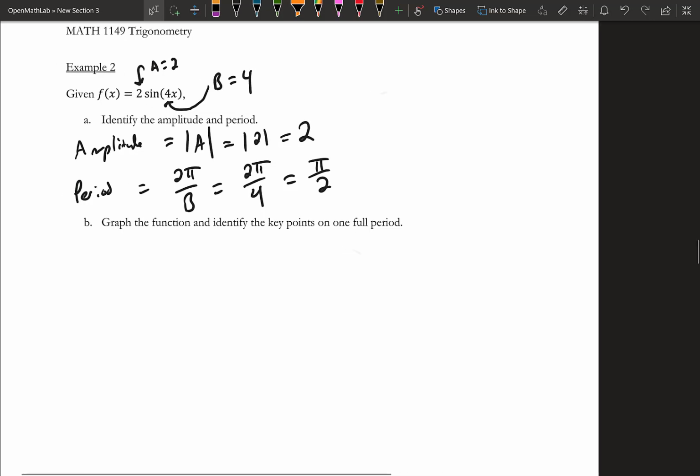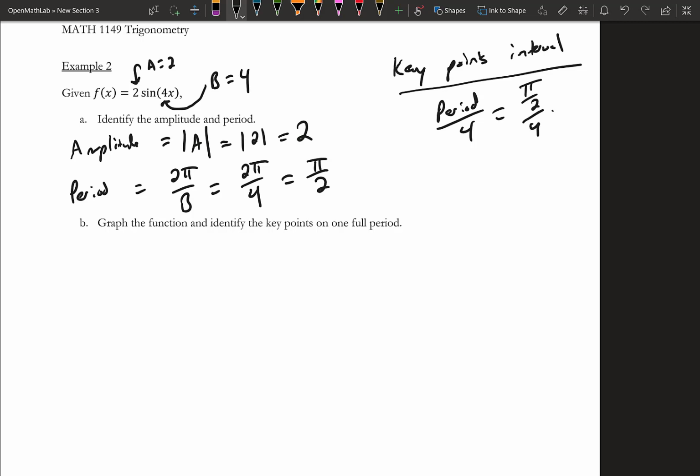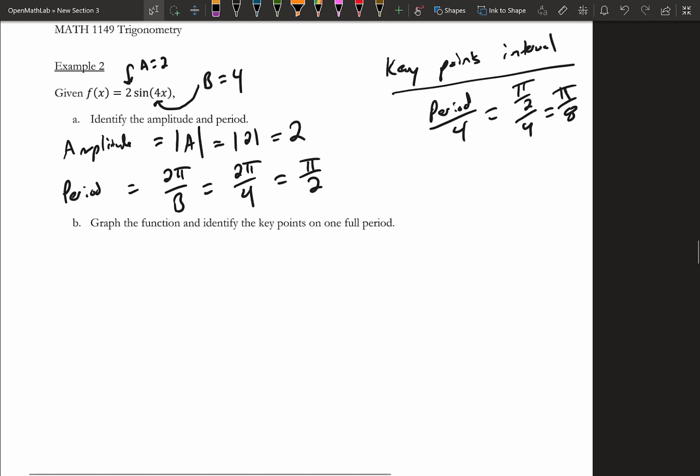So then let me just write something here. To get the key points, maybe interval, I'll call it that. In order to get those, what you're going to end up doing is you're going to take the period and divide it by 4, right? So in this case, this would be equal to pi over 2 divided by 4, which would be equal to pi over 8, right? So pi over 8 is what we're going to end up wanting to add each time, right?